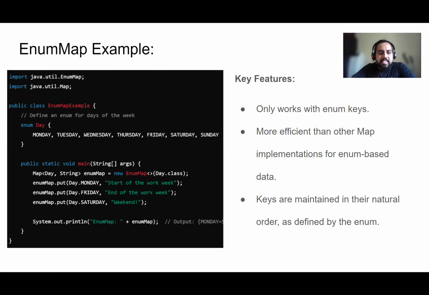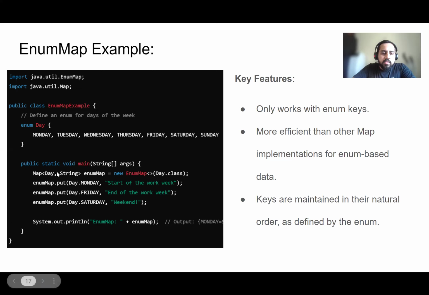So this is the syntax of EnumMap. First, we need to define the enum constants or enum keys. Here I am taking a Day, which is of type enum, and I'm creating Monday, Tuesday, Wednesday, Thursday, Friday, Saturday, and Sunday. These are all the keys of the enum.